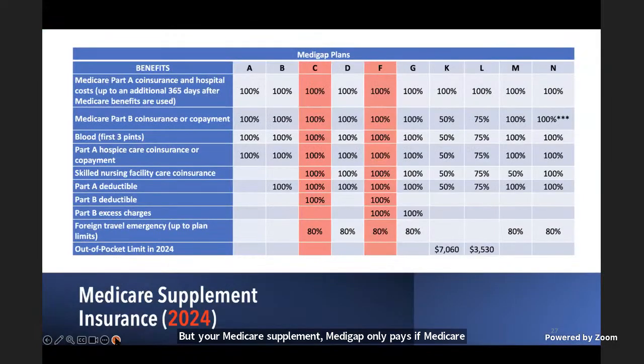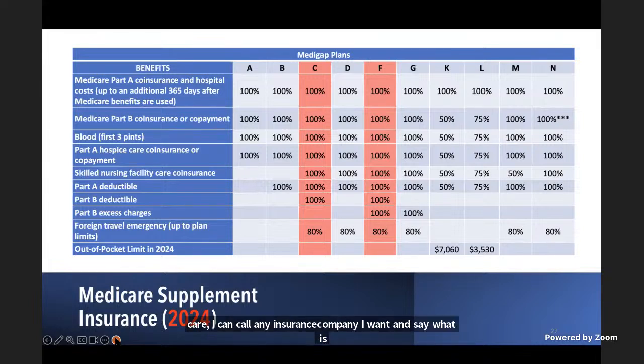The thing to know about the plans being standardized is you can get whatever you want from whomever you want, right? So if I'm interested in plan A, you see that in the far left column, which pays 100% of my Medicare Part A coinsurance, 100% of my Part B coinsurance, pays for some blood, and then pays for coinsurance related to hospice care. I can call any insurance company I want and say, what is your rate for Plan A? And I can literally compare apples to apples.